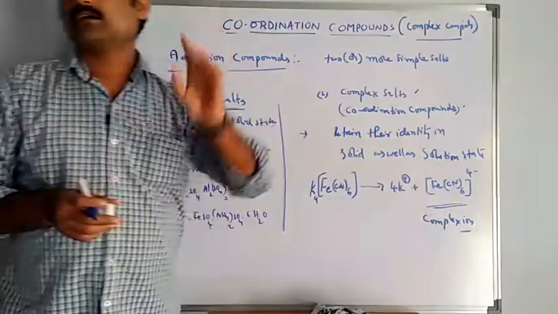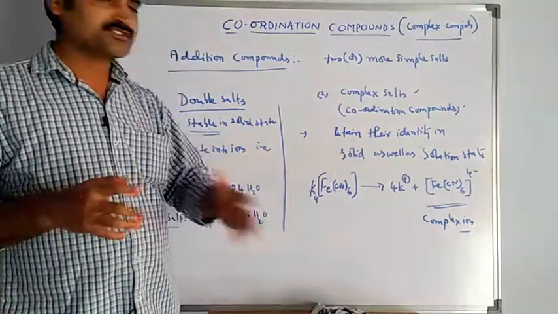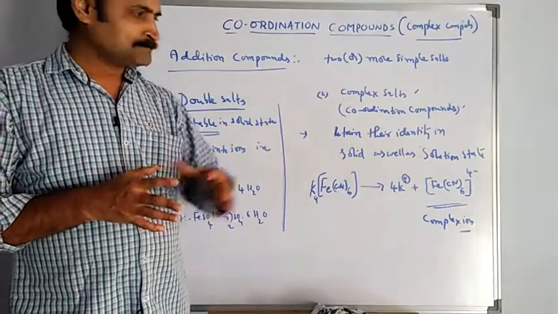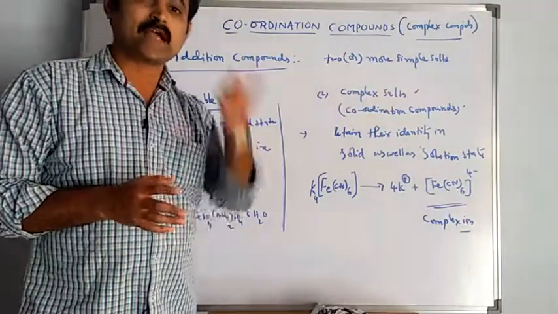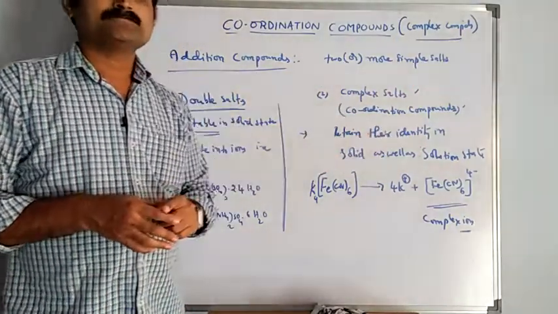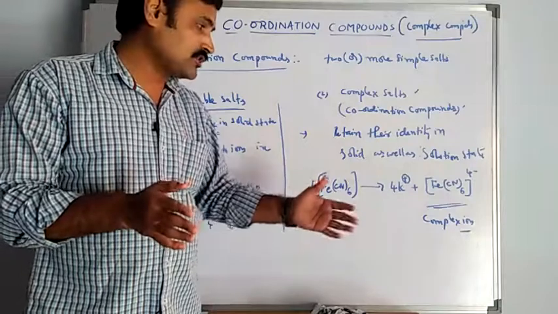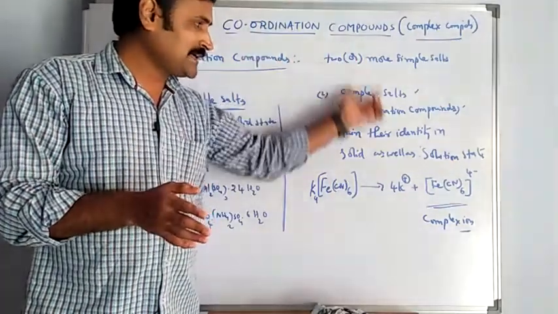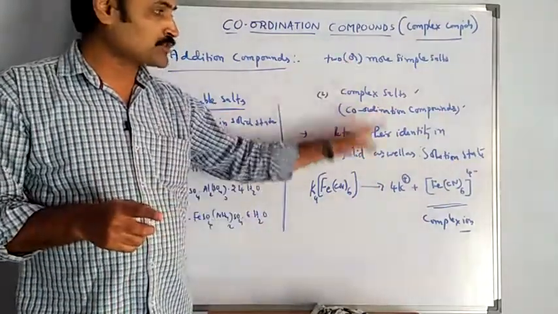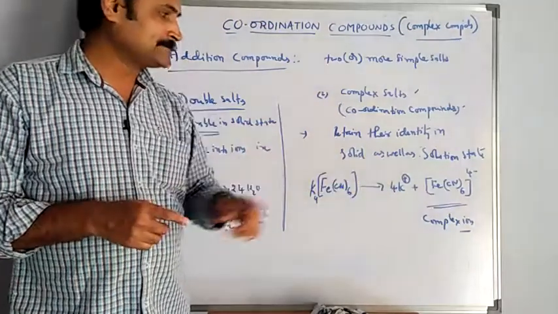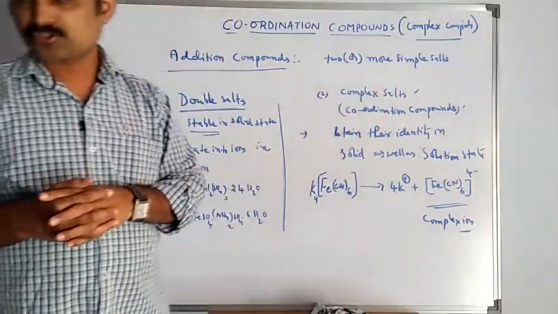and CN minus ions. That's why the interesting study about complex compounds is that complex compounds containing complex ions give extra stability to the compounds when compared to the constituent ions in simple salts. So, simple salts are stable, but compared to simple salts, these addition salts obtained, which are called complex salts, are more stable. The reason is that these ions will retain their identity in solid state as well as in solution state.